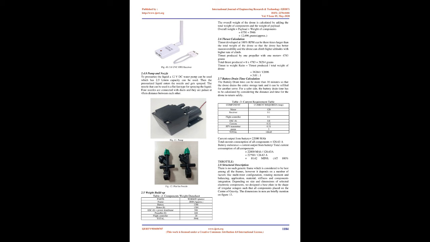Thrust to weight ratio equals thrust produced / total weight of drone, equals 38,264 / 12,696, equals 3.01 : 1.